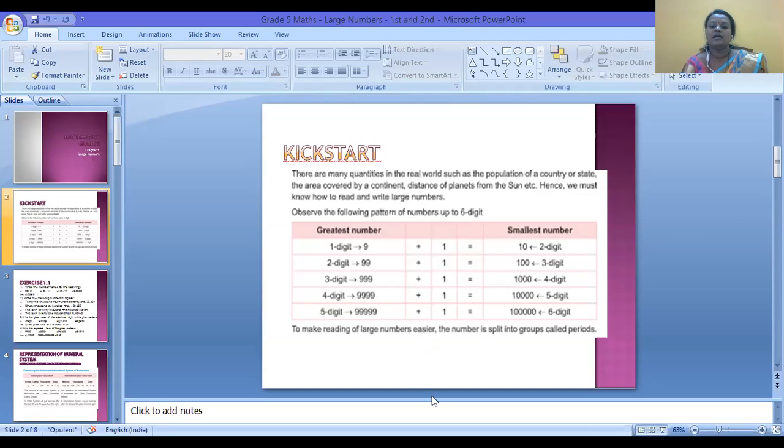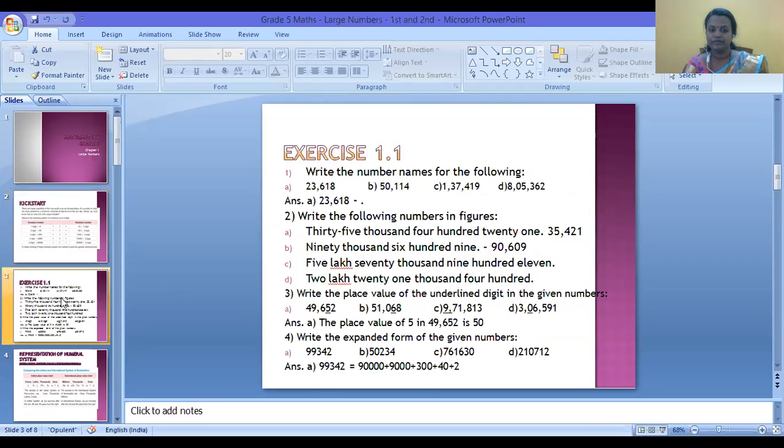The greatest five digit number is 99,999, which when added with 1, the result would be 1 lakh, which is the smallest six digit number. Isn't it a great fact to know about numbers? Okay, so you may see the reading of large numbers, how we would be able to read it in a very easier way. Yes, to make the task easier, we need to know how periods can help in dividing them. So let's move on to a recap of grade 4, what we have learned in the previous class.